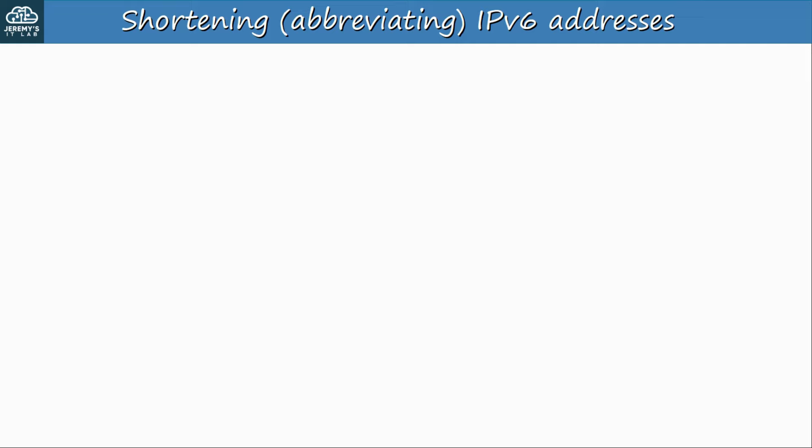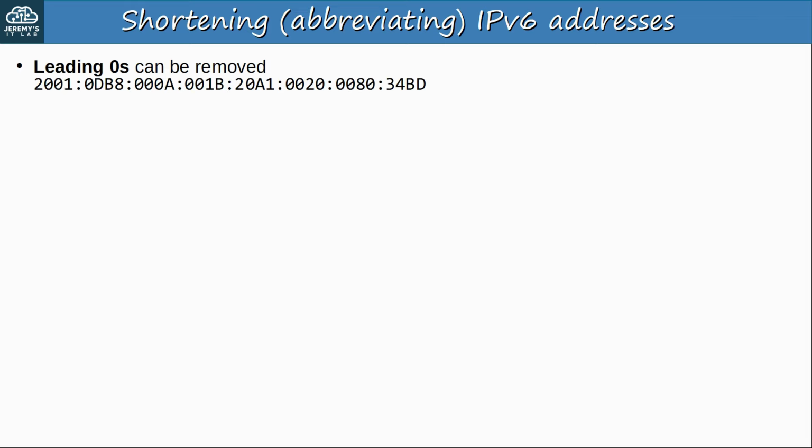Let's look at those methods to shorten IPv6 addresses. First up, leading zeros can be removed. Look at this IPv6 address. Leading zeros are any zeros at the beginning of any of the quartets of 4 hexadecimal digits. These are the leading zeros in this address. So we can simply remove them. Now the address can be written like this. The zeros are still part of the address, but there's no need to write them, and it looks simpler like this.